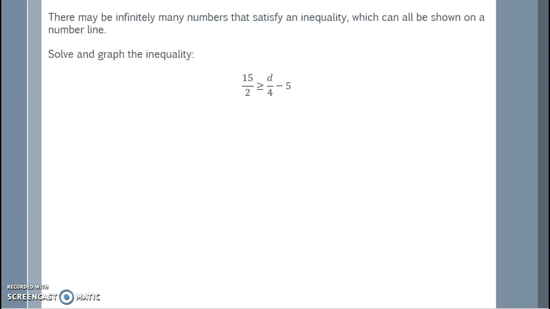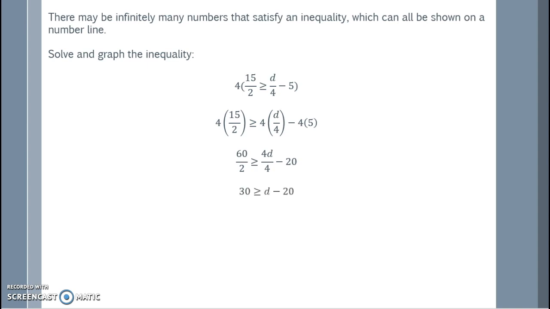There may be infinitely many numbers that satisfy an inequality, which can all be shown using the number line. Solve and graph the inequality. I'm going to multiply by the least common denominator between 2, 4, and 1. So when I multiply everything by 4, even that 5 gets multiplied by 4, even though it doesn't have a fraction. Gives us 60 halves is greater than or equal to 4d over 4 minus 20. I can actually divide them through to get whole numbers. So 30 is greater than or equal to d minus 20.